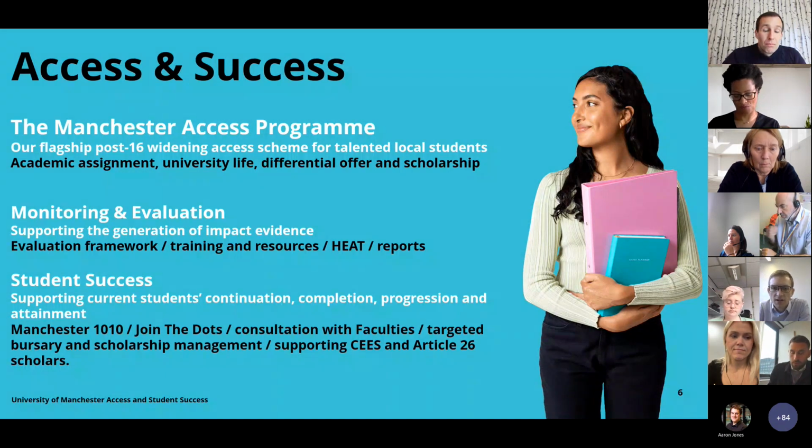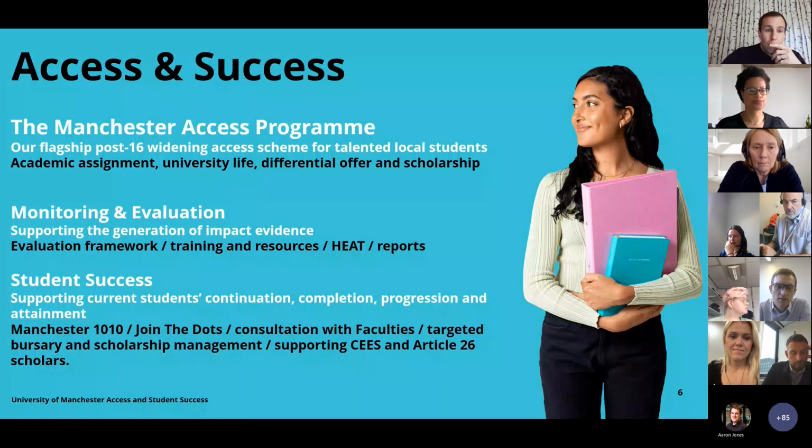So yeah, the Manchester Access Programme, I'm sure many people on this call are familiar with that, but maybe some new members of staff aren't. But that's our flagship post-16 widening access scheme for local students who are underrepresented in higher education. MAP this year, in terms of the changes that we're making to it, not totally reinventing the programme, but just drawing on the learnings from the last few years and trying to return some more on-campus delivery.